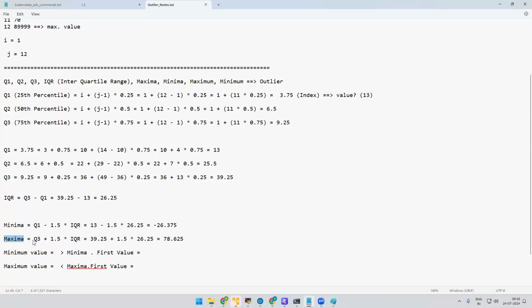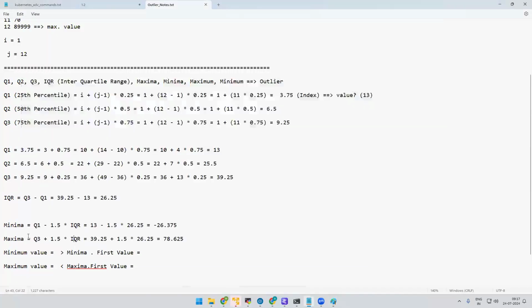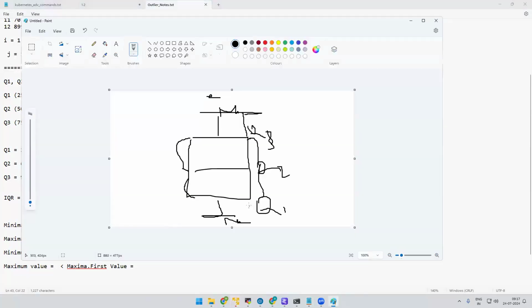Whereas maxima is Q3 plus 1.5 into IQR. That's the formula. What does this mean? In this case, it's Q3 plus 1.5 into this distance. Got it? And Q1, what is the minima? Q1 minus 1.5 into IQR. This is 1.5 times the IQR.